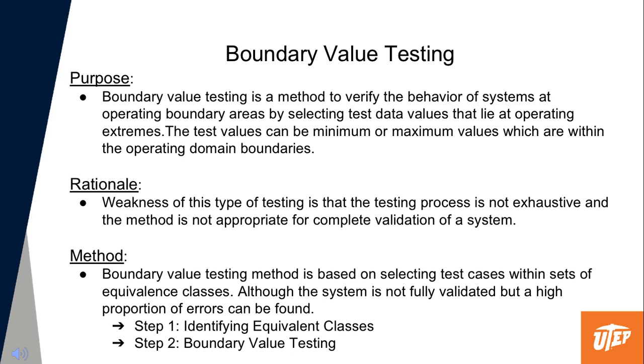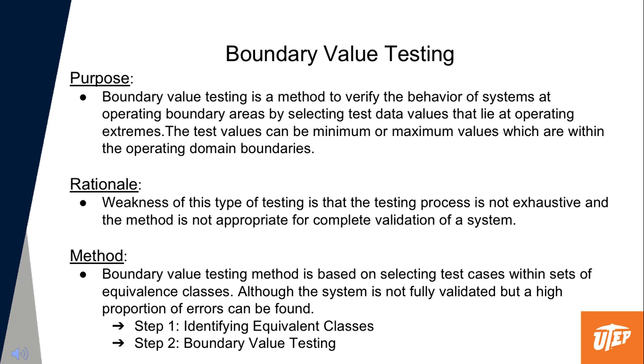Step 2. Boundary value testing. Applying boundary value testing requires a selection of test cases at each side of the boundary between equivalence classes. That is, for a valid range of values bounded by a minimum A and a maximum B, the test case values should be A minus 1, A, and B, B plus 1.